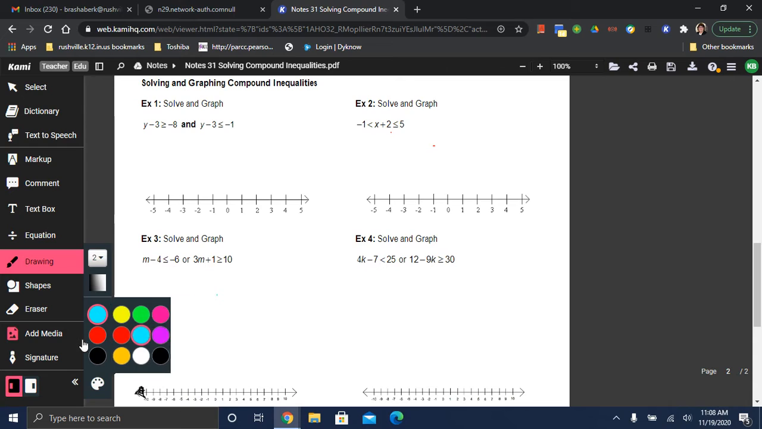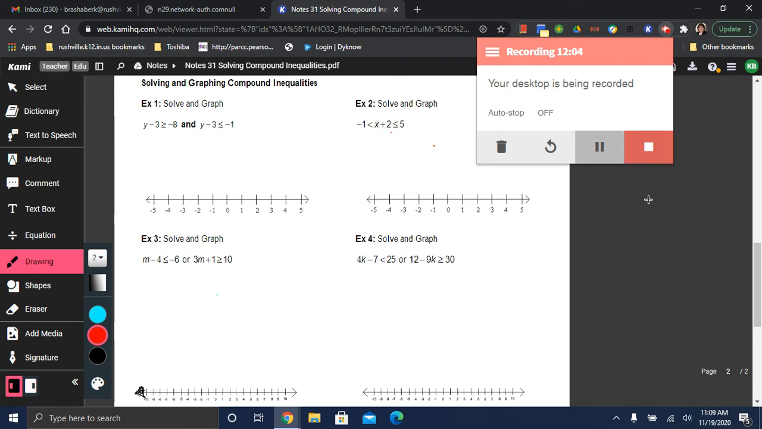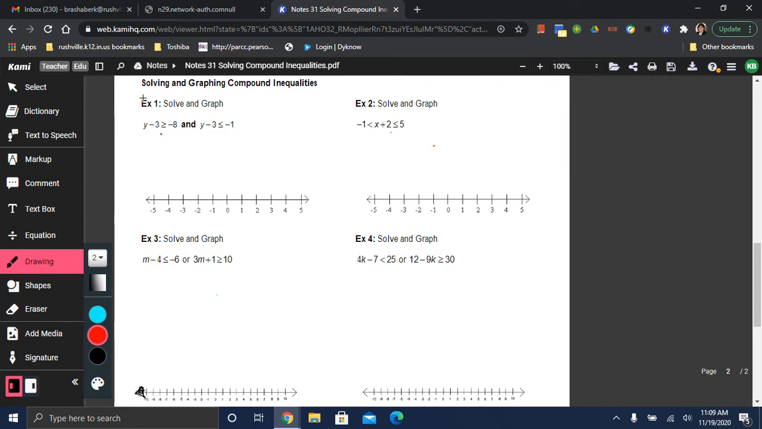So I've got now some problems where we're going to be solving and graphing. So we will look at this first problem, y - 3 is greater than or equal to -8, and y - 3 is less than or equal to 1. I want to add 3. I want to do the opposite. I want to do this to both sides of the inequality. We're going to solve one inequality at a time.